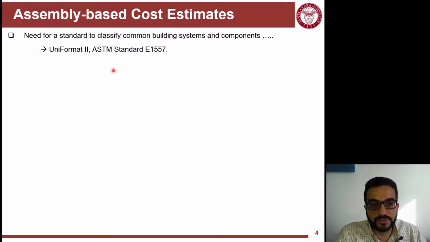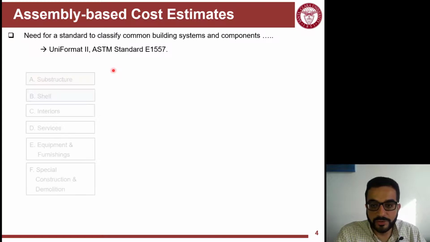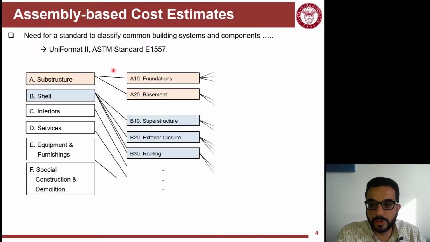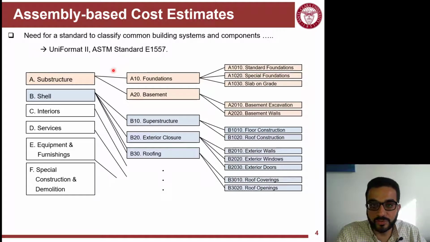There are different standard building classification systems. Uniformat and MasterFormat are the most famous ones, especially in the US. They follow an ASTM standard. Uniformat looks at the building as a bunch of systems, subsystems and components. There are 6 main systems, and every system is broken down into subsystems and then, at the end, components. And you can see here the coding system used for that.